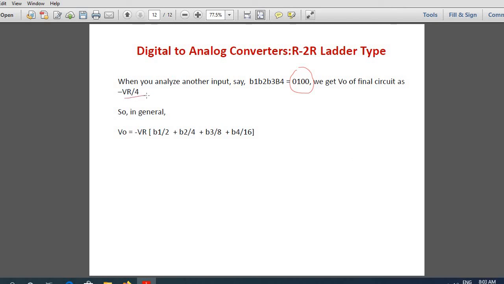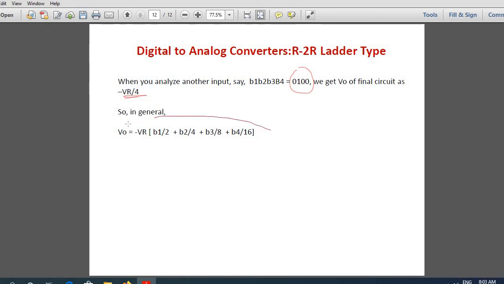So for 1000, you got minus VR by 2. If the second most significant bit is made 1, you get minus VR by 4. If it is 0, 0, 1, 0, you get minus VR by 8. And if the least significant bit is 1, you get minus VR by 16. So generally, you can write the output voltage as minus VR into B1 by 2, B2 by 4, B3 by 8 and B4 by 16. It all depends on whether each bit is a 1 or a 0.